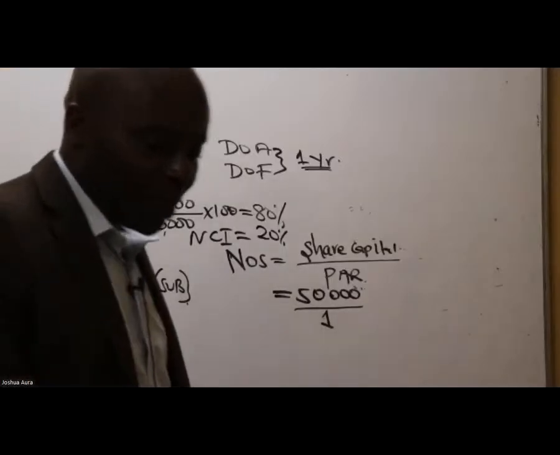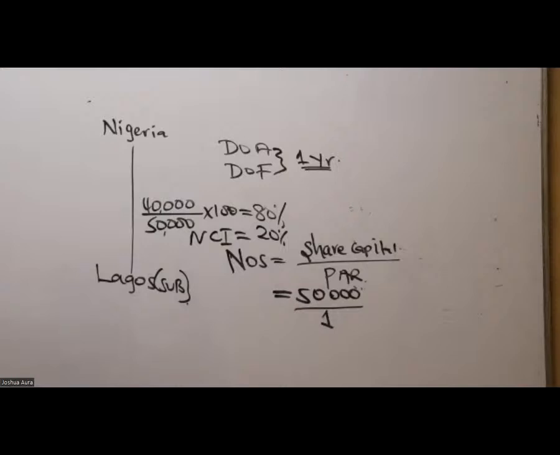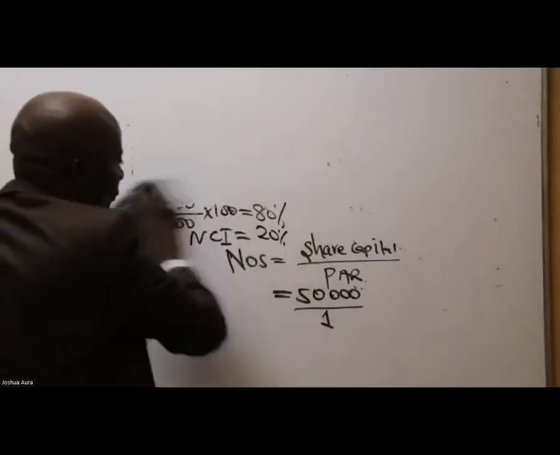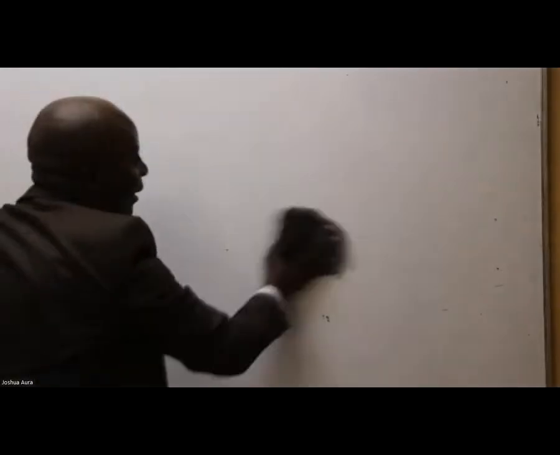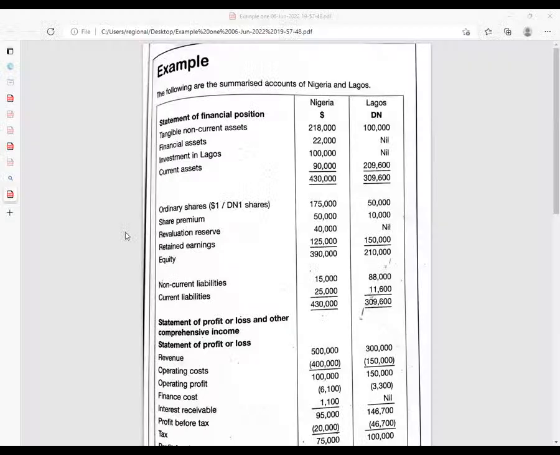Just go to the statement of financial position here. Always go to the pro forma, because there will be some free marks to be earned there. I appreciate what you guys are telling me, but the next thing I would have done is go straight away to the statement of financial position. I'll mention there that the name of the company is Nigeria Group.